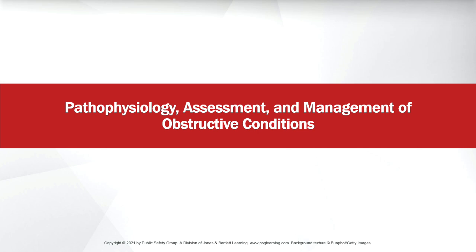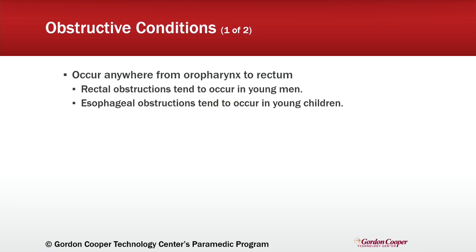We're going to talk about some obstructive conditions related to the GI tract in this section. GI obstructions can happen anywhere from the oropharynx to the rectum. Rectal obstructions are common in young men and are often caused by foreign bodies. Esophageal obstructions, on the other hand, are usually due to foreign bodies and tend to affect children more so than adults.